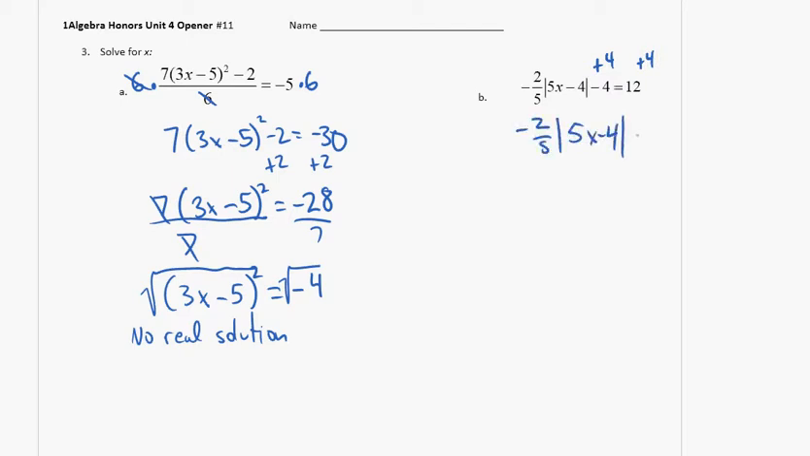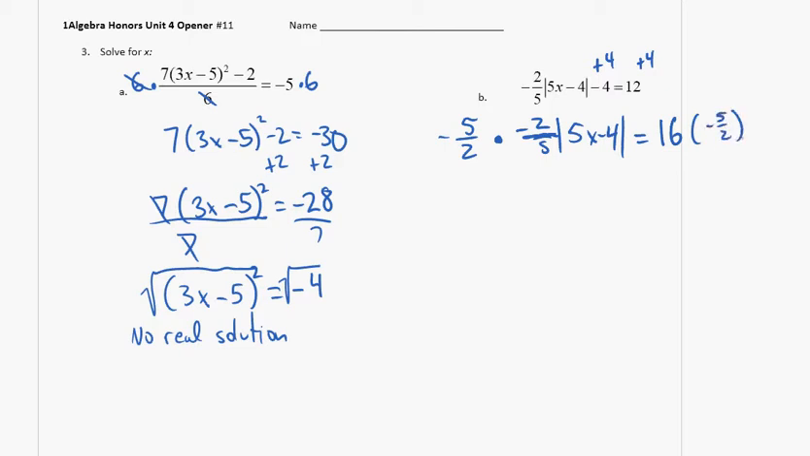So we've got the absolute value equals 16 here. Now, this is multiplying by negative 2/5. And the way you undo multiplication by a fraction, at least one of the easier ways to think about it, is to multiply both sides of the equation by the reciprocal. So the reciprocal of negative 2/5 is negative 5/2, and I'll multiply the other side by that as well.